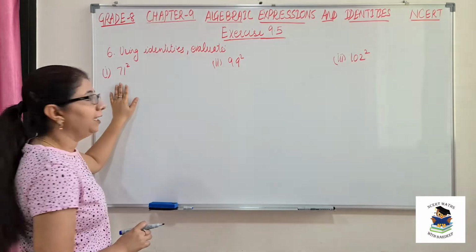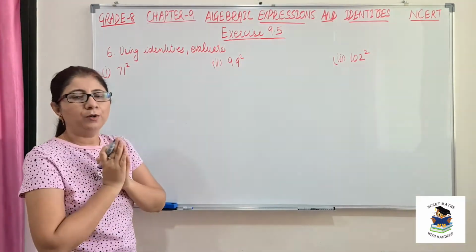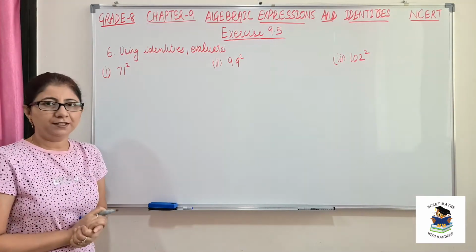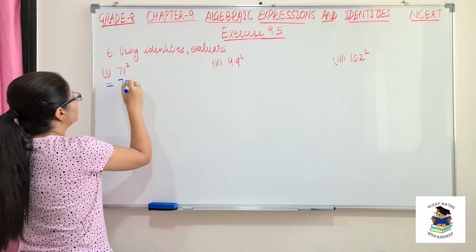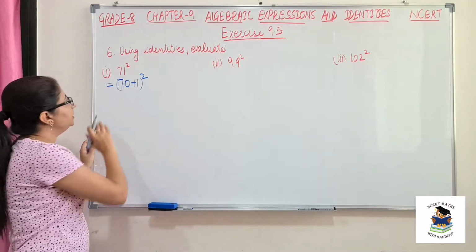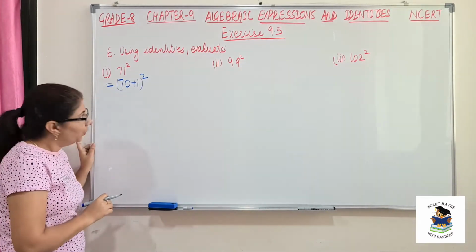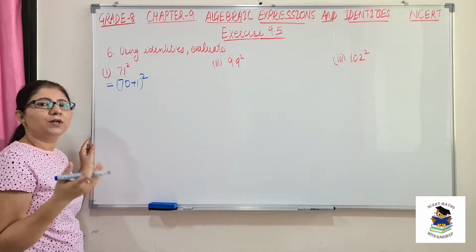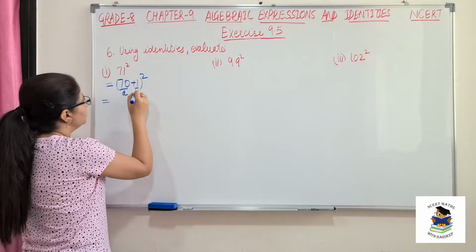With the help of identities, that means we should split our number in such a form that it can be converted into any identity that we have done in standard identities. So see here, 71 can be written as (70 plus 1) whole square. After this we can solve it with the help of (a plus b) whole square. What is (a plus b) whole square? a square plus b square plus 2ab. So this will be a, this is b.